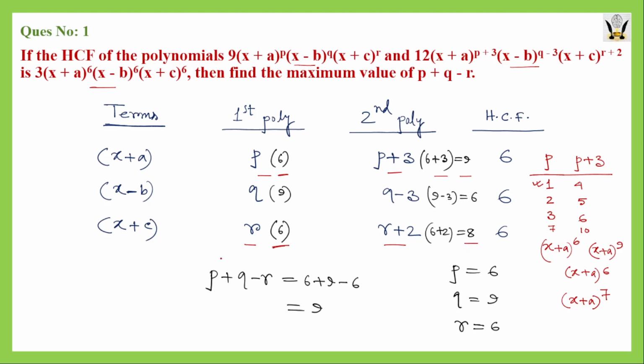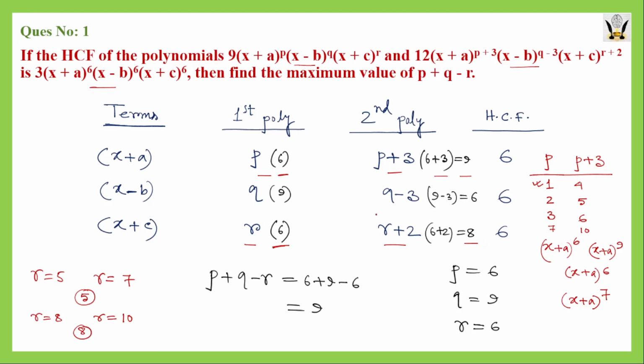Otherwise, suppose we choose the value of r as 5, then it will be 5 in the first polynomial, and for the second polynomial it will be 5 plus 2, which is 7. So the common value of that power for the third factor will be 5. Now suppose we choose the value of r as 8, then it will be 8 for the first polynomial, and 8 plus 2, 10, for the second polynomial. And what is the common value then? For that factor it will be 8. So that is also not matching because the value is given already in the HCF, and that is 6. So it has to be 6, and it will be 8.